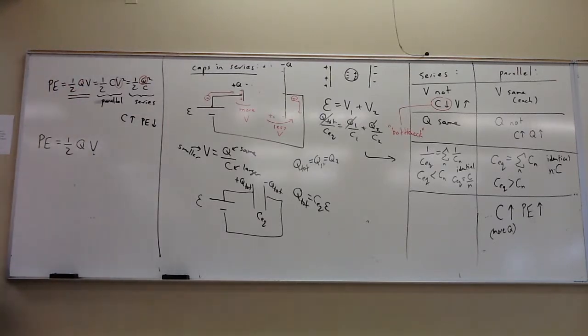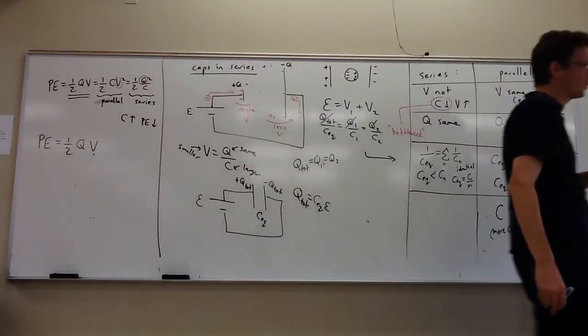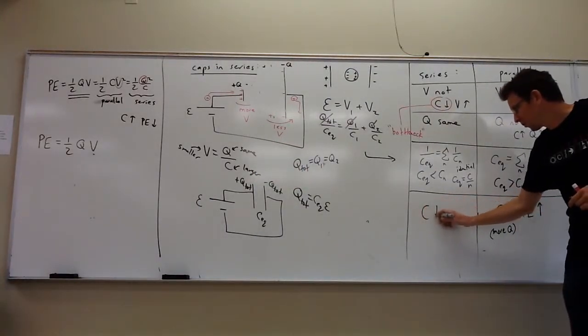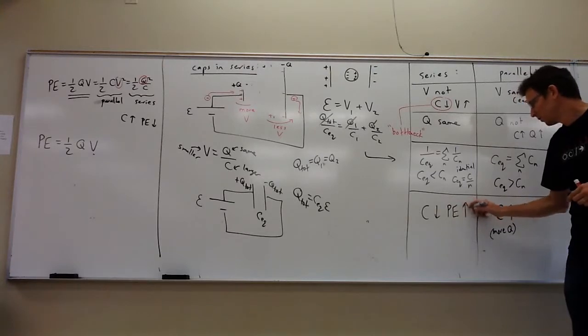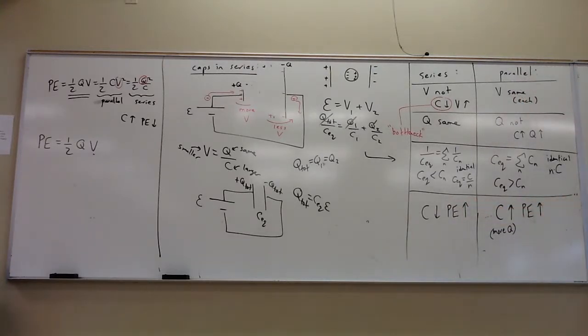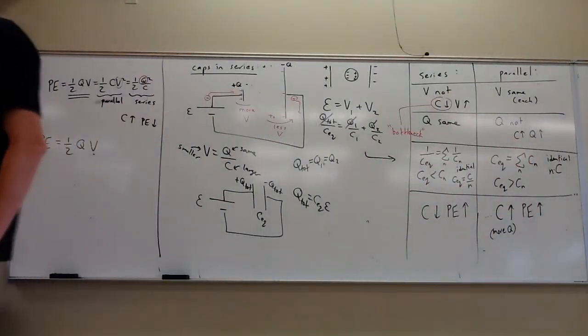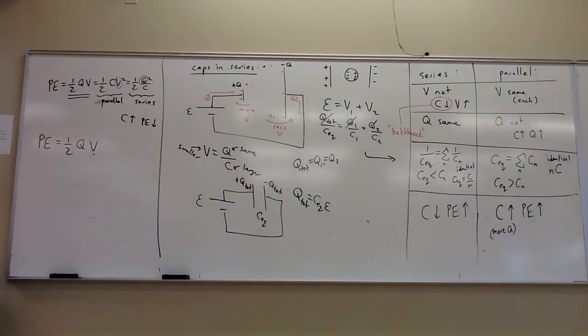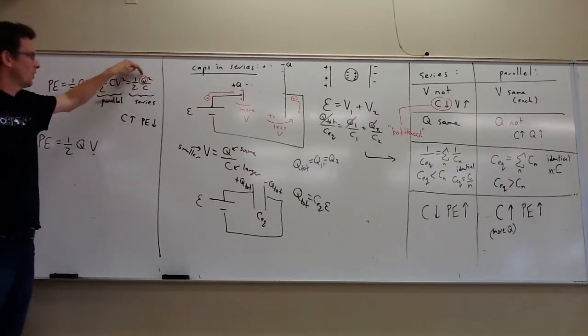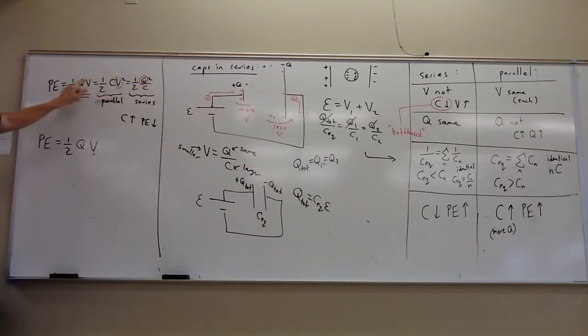So let's put that over here. Actually, let me put it as the smaller capacitors store more energy. And once again, that's the easiest one to see it because Q is fixed, so I can see the direct link between capacitance and potential energy. But I again want to go back to this to try to understand conceptually why.